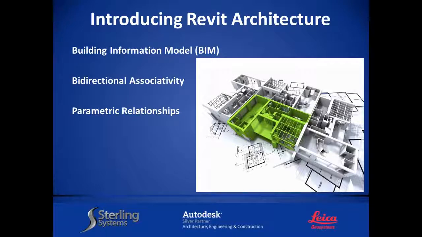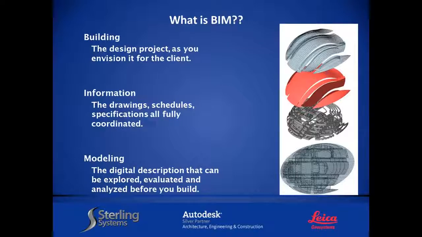BIM is really made up of 2 parts. It's made up of what we call bidirectional associativity as well as parametric relationships. Now, BIM is sort of a larger topic. When we talk about what BIM is, it's really 3 components. It's the building, which is obviously the vision that you develop for your clients, oftentimes represented in a 3D element, but sometimes maybe just in 2D documentation.